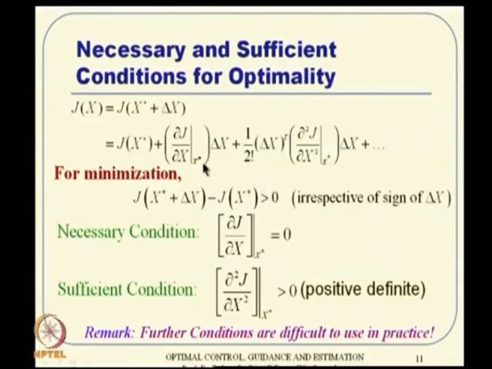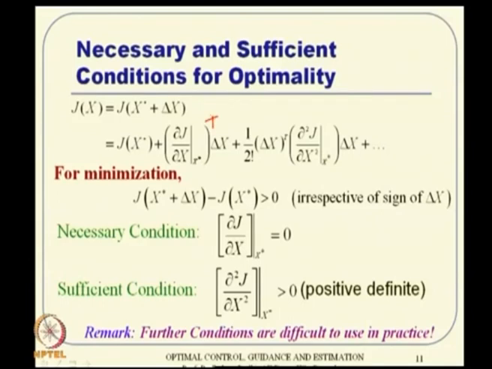So, if you really want to have a minimum point, then this first order Jacobian vector, sorry, it is the gradient vector, has to be 0. So, this multiplication turns out to be 0. This is a small print mistake, this has to be a transpose.